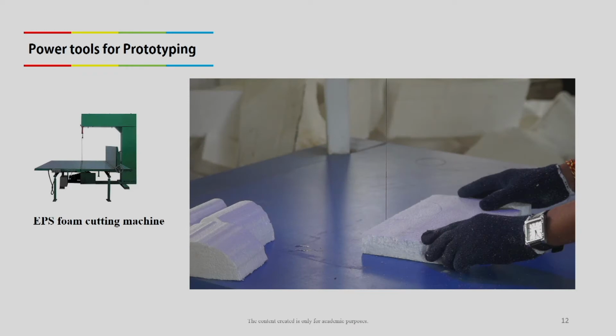Next power tool for prototyping is EPS foam cutting machine. What is EPS? EPS is expanded polystyrene. The common name is thermocol. So, let us see how it works.